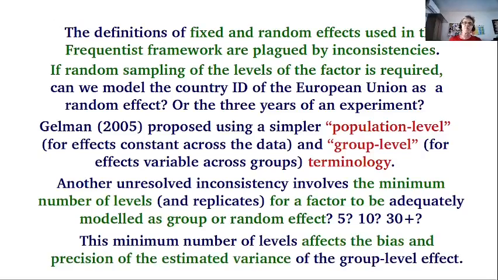The minimum number of levels for a categorical explanatory variable modeled as random effects affects the bias and the precision of the estimated variance of that group level or random effect. So the smaller the number of levels, the larger the bias and the lower the precision of that variance. And that may turn out to have important consequences for the inference extracted after fitting such models.